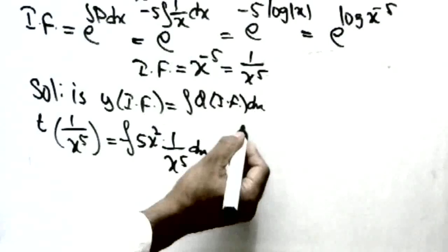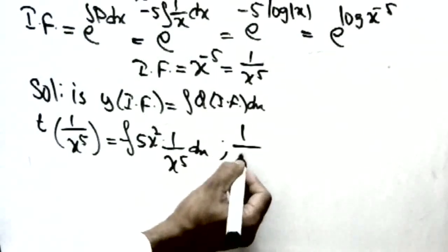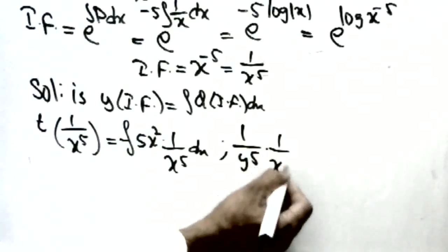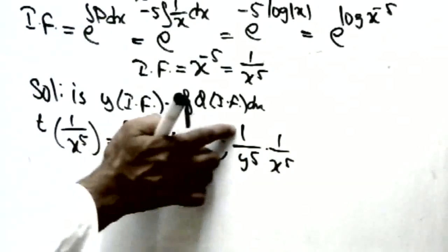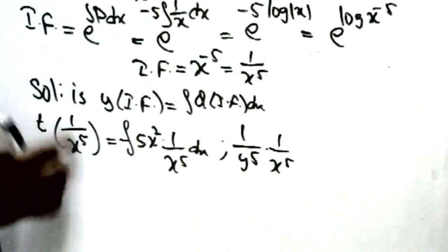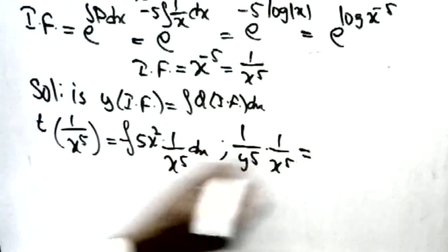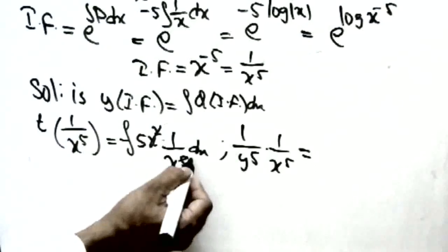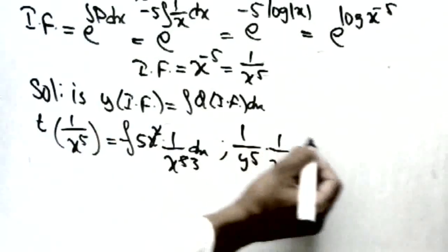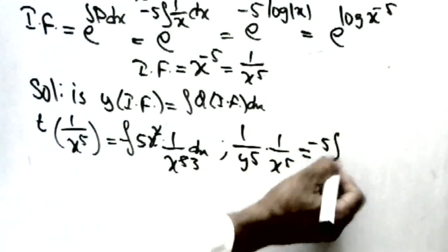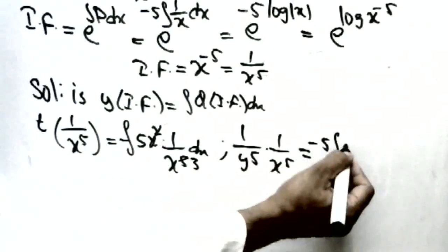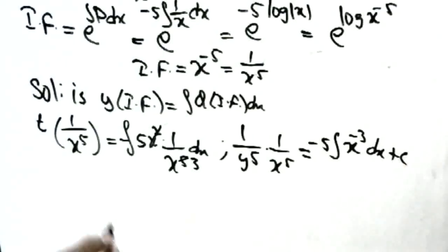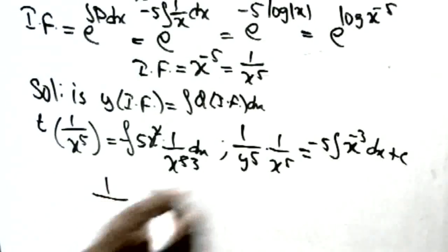So in place of t, I'm writing here 1 by y power 5 into 1 by x power 5. We wrote the value of t here, 1 by y power 5 into 1 by x power 5 equals, you see here, if we cancel x square, this is left with 3, bring this in the numerator, minus 5 take outside because it is constant, bring this into the numerator, it will be x power minus 3 dx plus c, you can write.